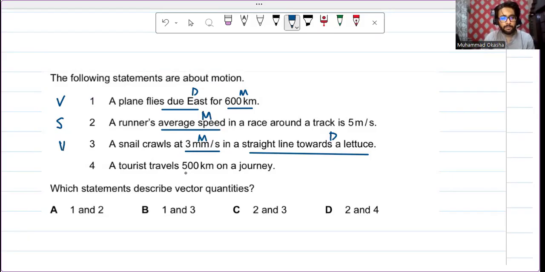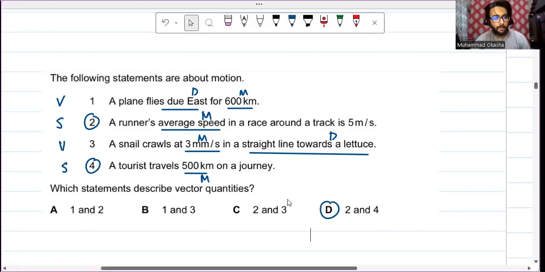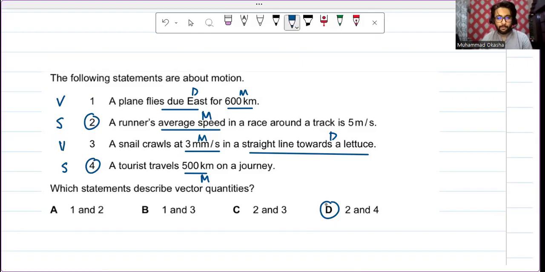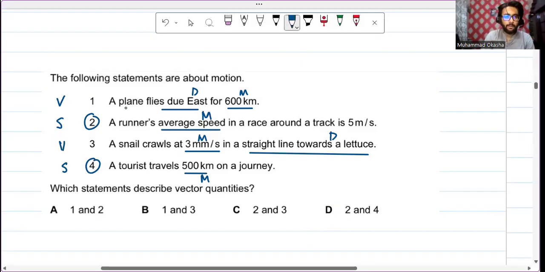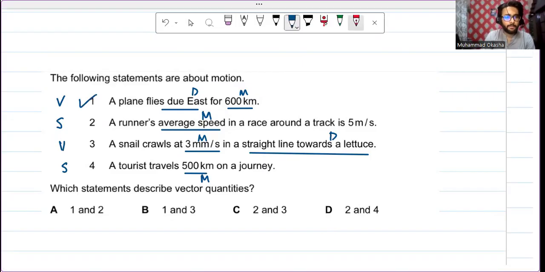A tourist travels 500 kilometers on a journey. You only have magnitude, you have no direction. So this is a scalar quantity. Which of the scalar quantities? 2 and 4. So this would be your... No, wait a sec. We're talking about vector quantities. Vector quantities are, so sorry. These are vector quantities. First one is a vector quantity, and this is a vector quantity, and this is a vector. 1 and 3. There you go.